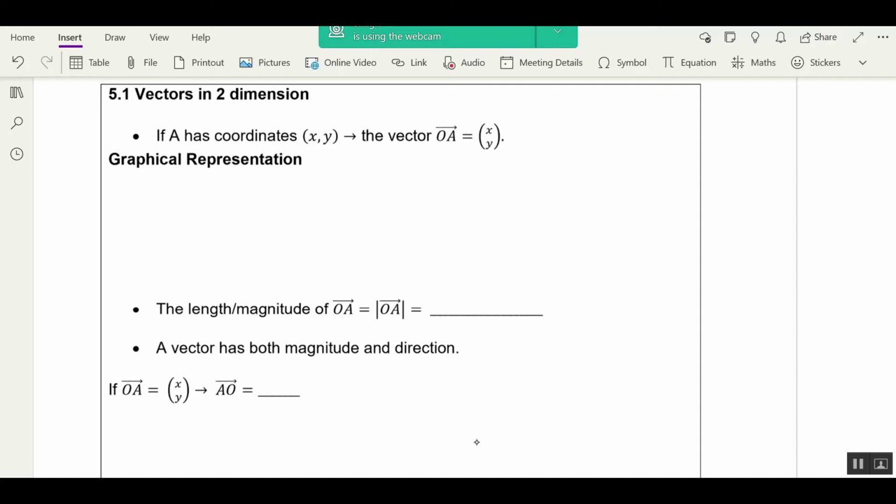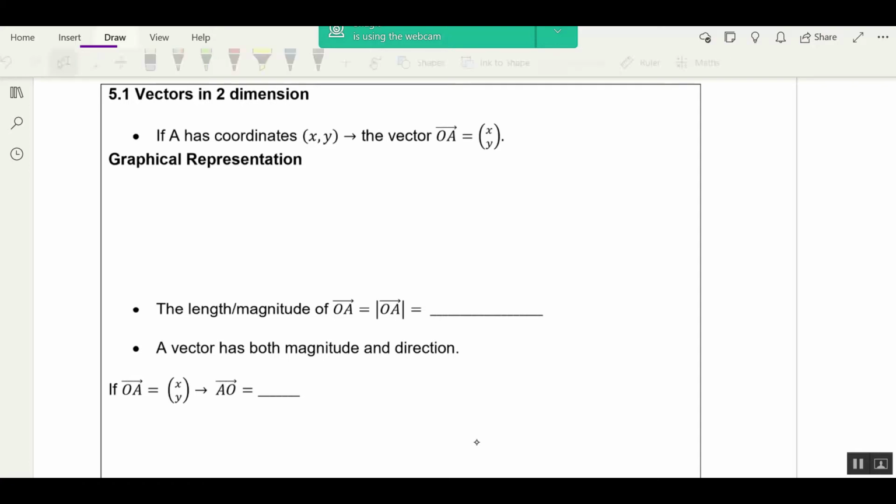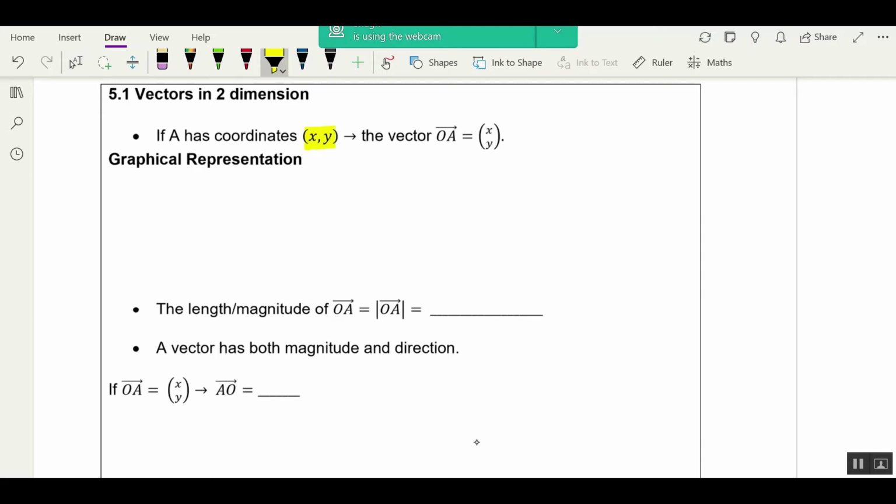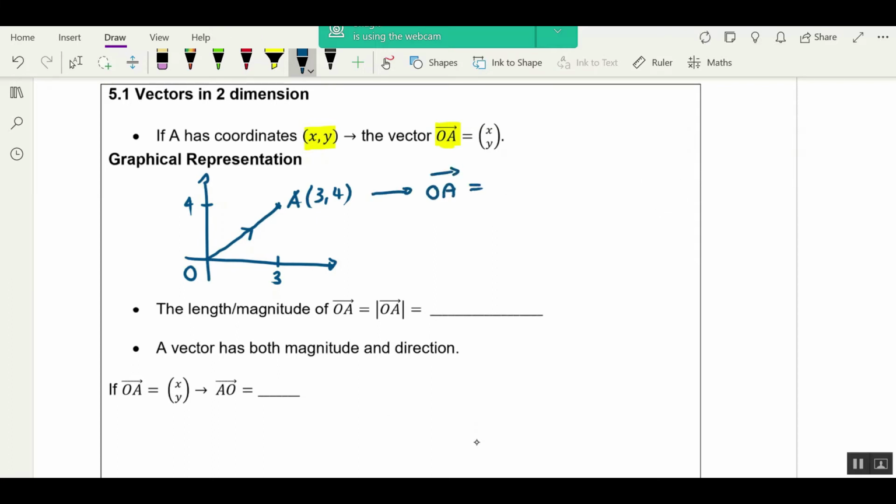Vectors are like coordinates. If you have a coordinate x comma y, x being your x coordinate, and you express it as a vector, it will start from O, the origin. Why is this so? Because all coordinates are relative to the origin. For example, if you have 3 and then 4 here, this means that point A is 3 comma 4. Now if you draw a line from O to A, then the vector would be 3 on top, 4 below.